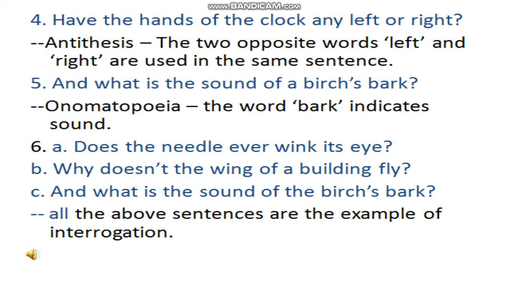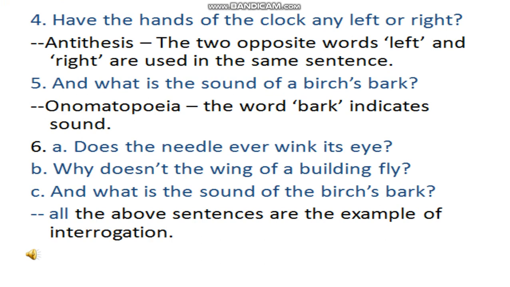The fifth one is, "And what is the sound of a beech bark?" This is onomatopoeia. So what is onomatopoeia? Onomatopoeia means the use of a sound in the sentence for poetic effect. In this sentence, barking represents the sound, so the word bark indicates the sound, and so the onomatopoeia figure of speech takes place.